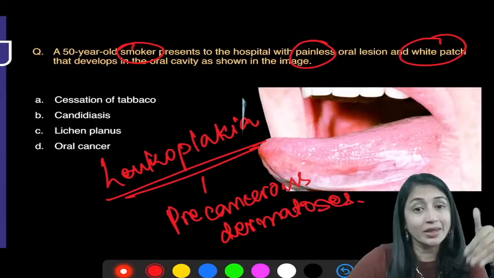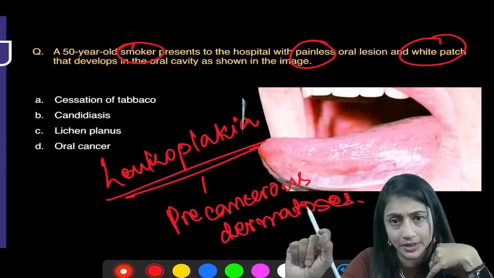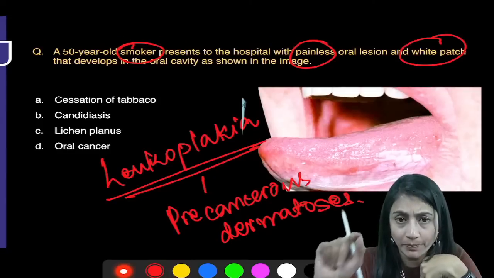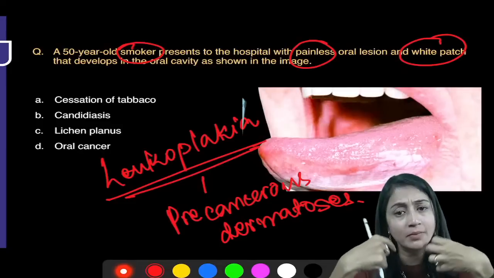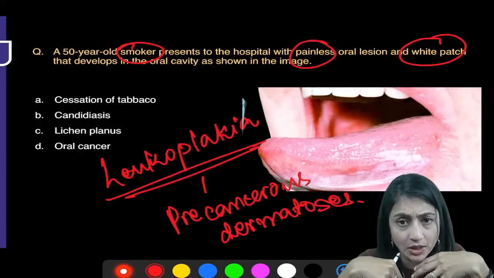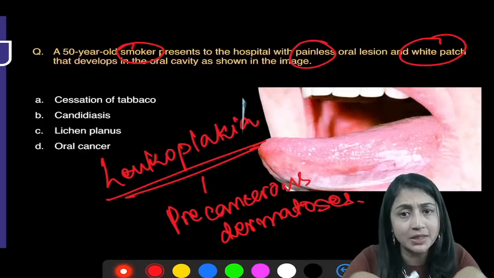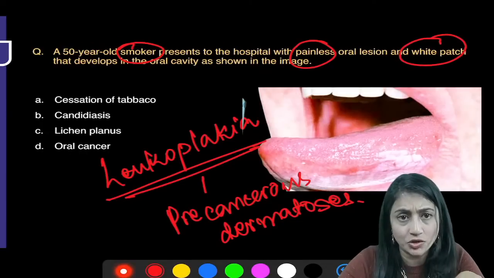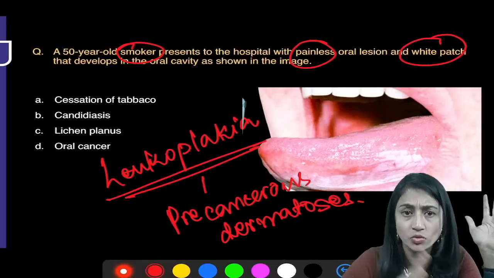Now let us look at the other options. Candidiasis is usually not painless. It can present with a white patch, but usually there would be some kind of symptoms associated with that. Candidiasis can be atrophic, it can be hyperplastic, it can present with similar white lesions, okay? But then again, the history of smoking and painless rules that out.